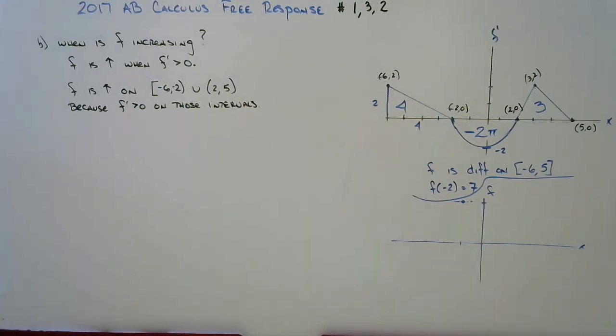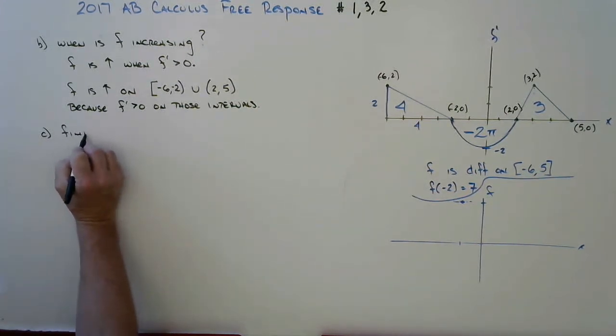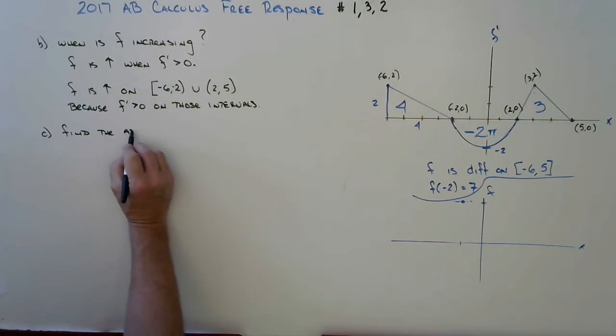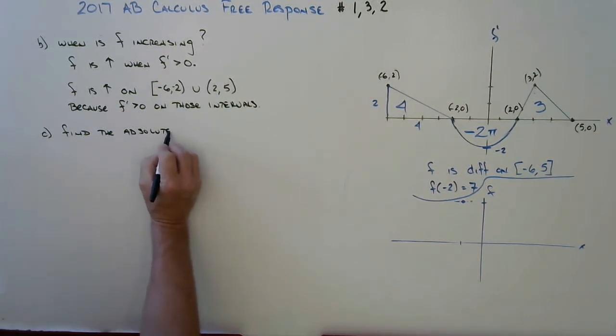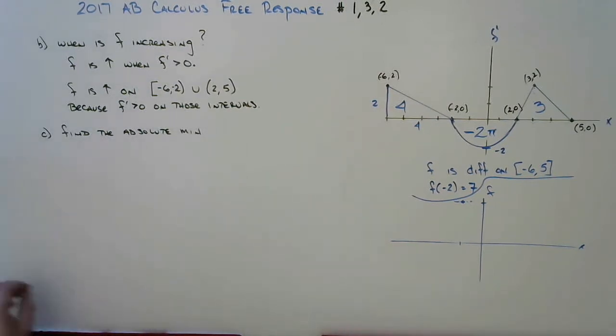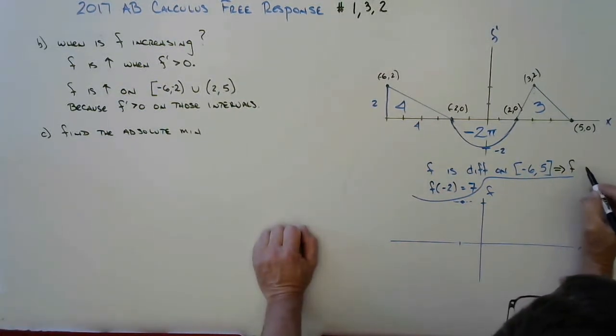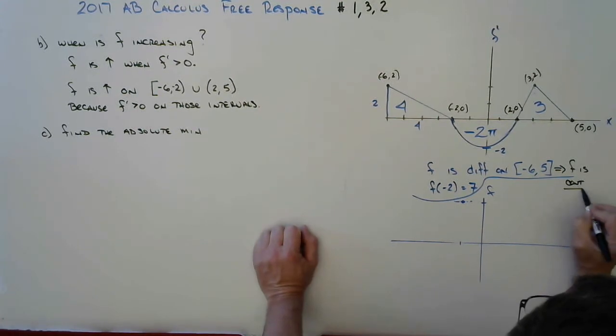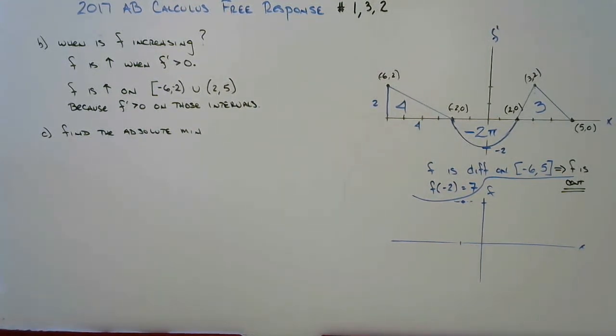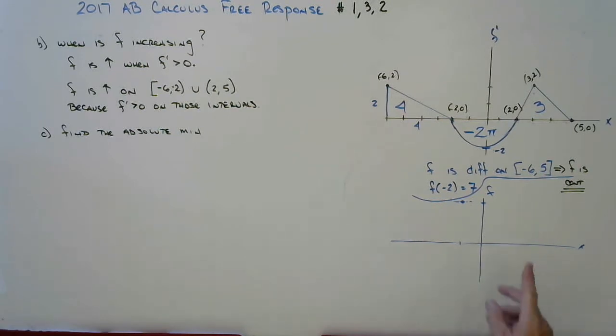Okay, what about part C? Part C says find the absolute min. Now, remember, f is differentiable, means f is continuous. Because we have the closed interval method that says if f is continuous, it will have an absolute min on the interval of continuity or at one of the endpoints of the interval of continuity. So we are going to have an absolute min because our function is continuous.